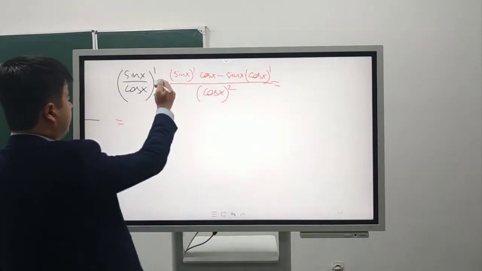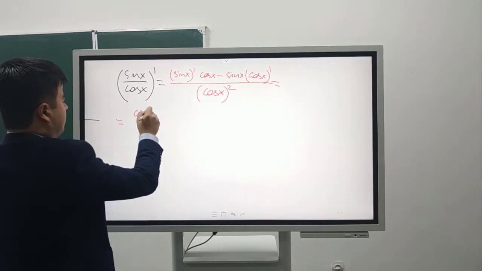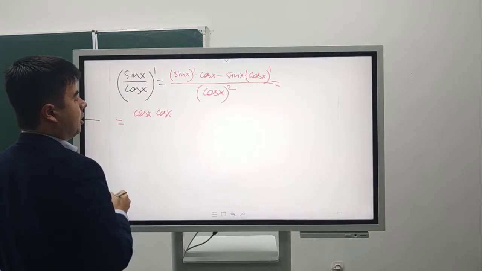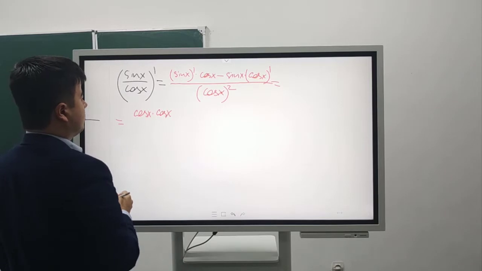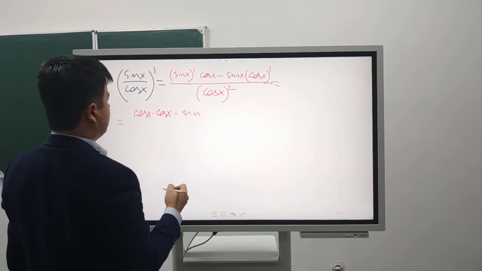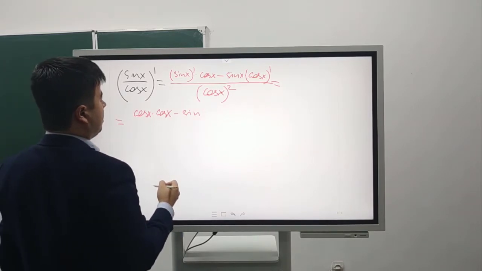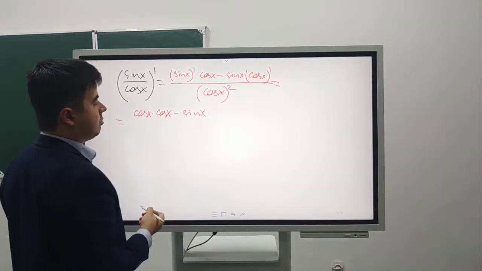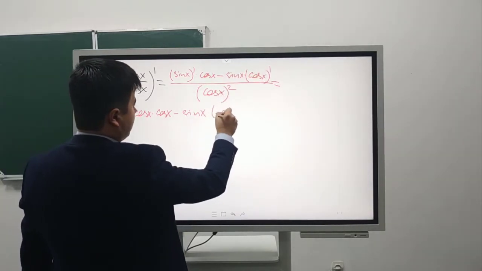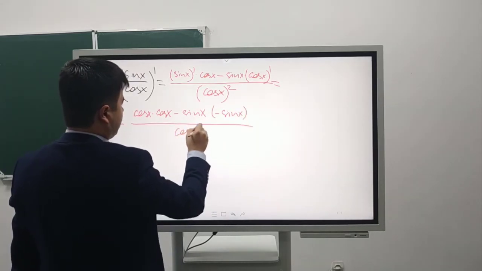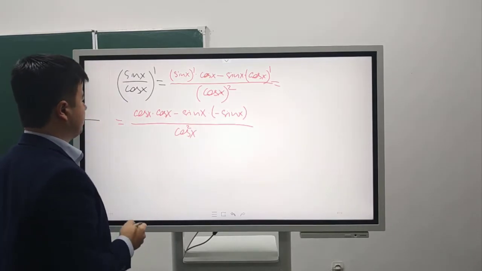We have here cosine x times cosine x, and here minus sine x times derivative of cosine x, this is minus sine x again, over cosine x squared, or just cosine squared x.